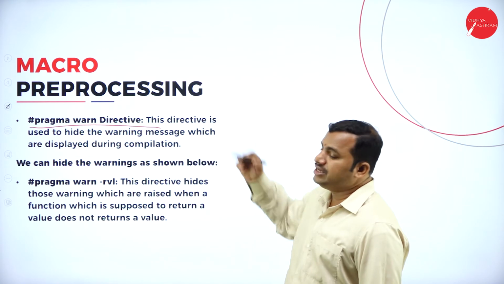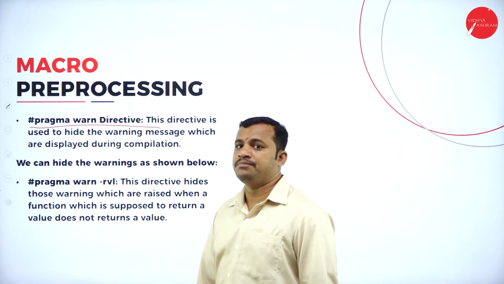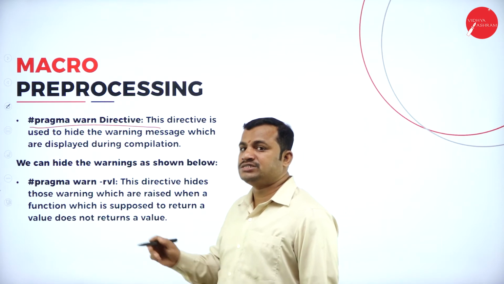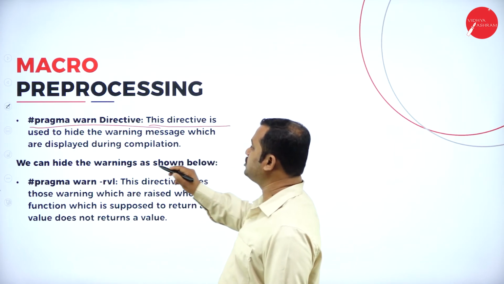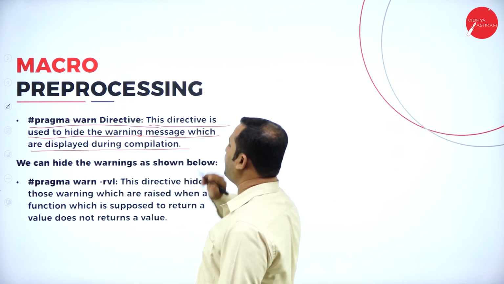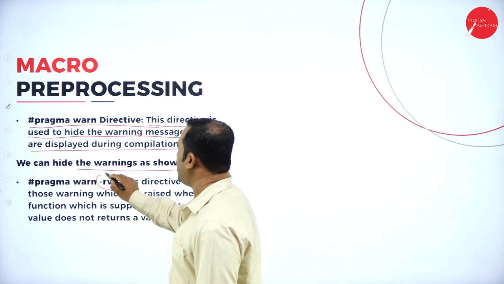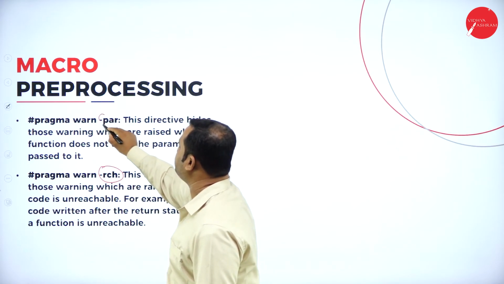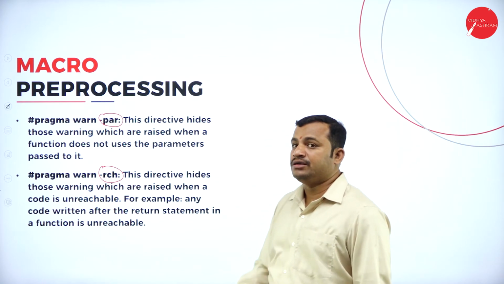So there is also a possibility called the warn directive. Suppose there is any mistake in a program that is going to affect the execution of the program, it can warn you that this is the mistake that is going to happen, so that the compilation of the program begins smoothly, and the warnings are displayed during the compilation. We can hide the warnings as well using these options: -rvl, -rch, that is RCH, and -par. These are the different types of warnings that we can give to the system.